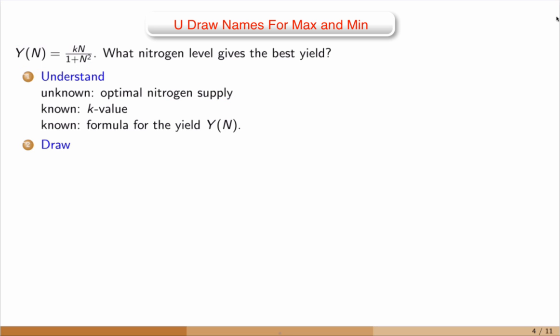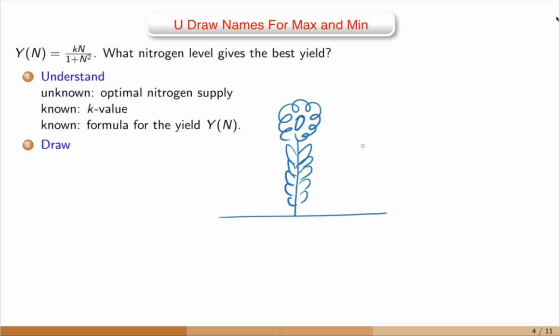Draw a diagram. Well, in this case, this is not a complicated problem. We really don't need a diagram. But if you like a diagram, we can draw a little diagram. And then we supply nitrogen N onto the field. And so that's our little diagram.